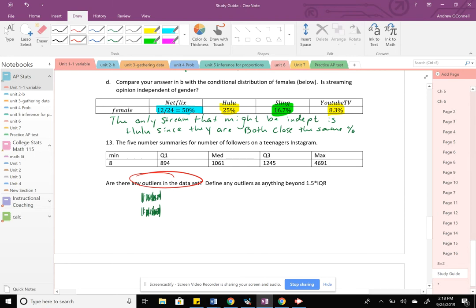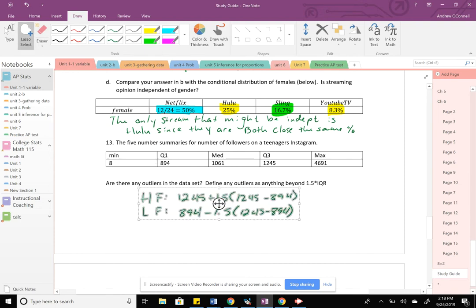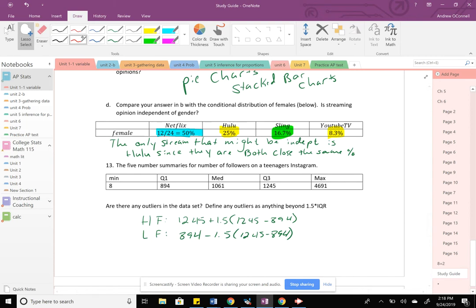To find outliers, look for anything beyond 1.5 IQR. That means you have to have a high fence and a low fence. The high fence starts at quartile 3 plus 1.5 times IQR. The low fence starts at quartile 1 minus 1.5 IQR. That's your formula right there. Quartile 3, and IQR is quartile 3 minus quartile 1.